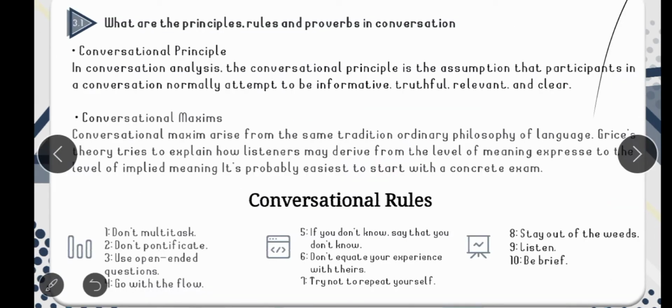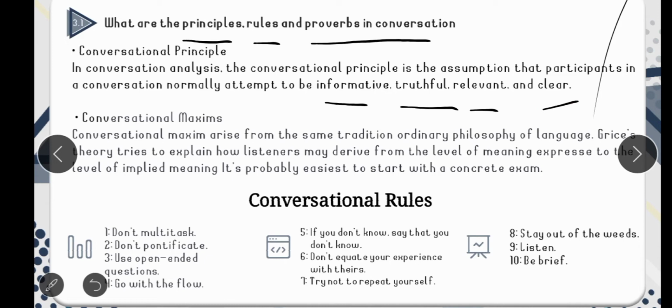Okay, I'm Intan Nafi'ah, I want to deliver the theory of principles, rules, and proverbs in conversation. The first is the conversational principle. In conversation analysis, the conversational principle is the assumption that participants in a conversation normally attempt to be informative, truthful, relevant, and clear.